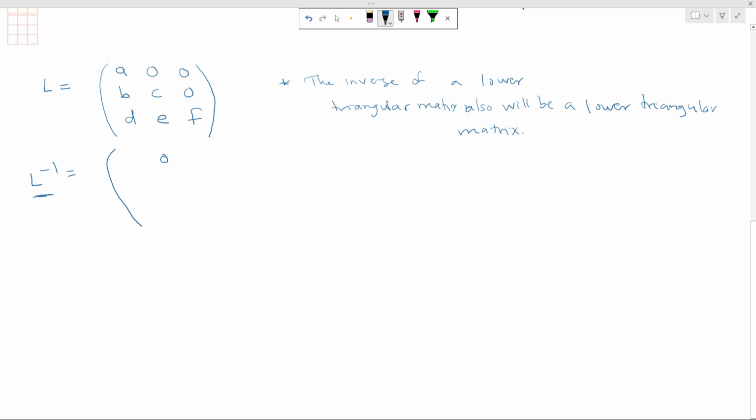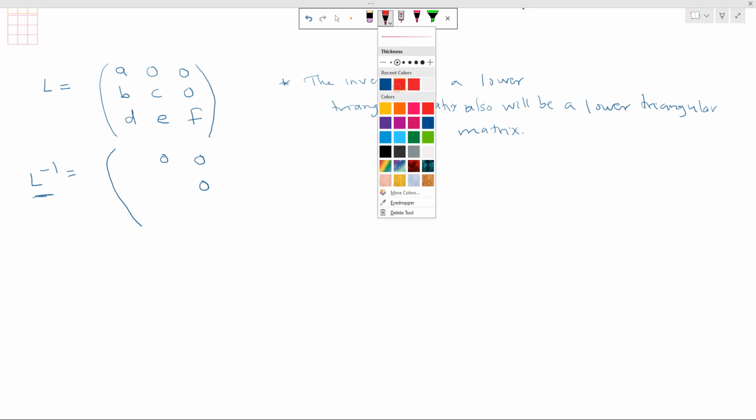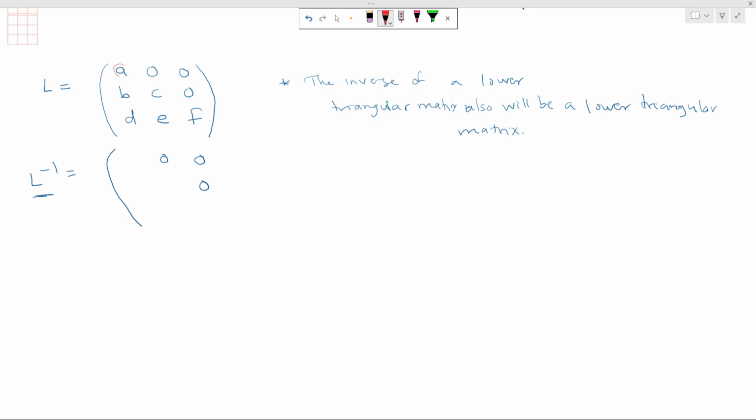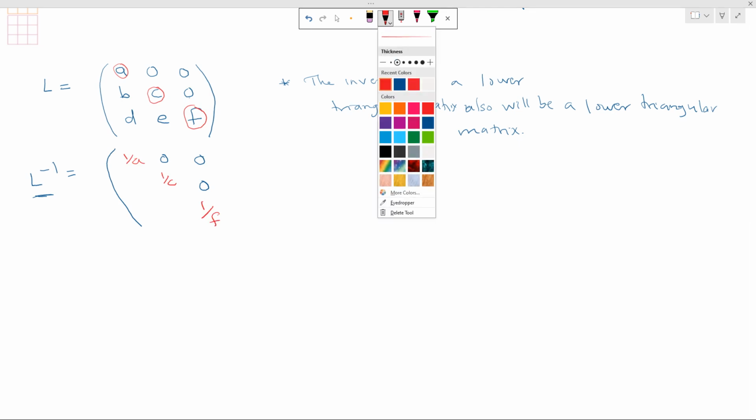So I can write 0 here, 0 here, 0 here as well. Now we have to find the entries in the diagonal of the inverse of the lower triangular matrix. For that, what we can simply do is write down the reciprocal of the diagonal entries in the original matrix. So this will be 1 by A, this will be 1 by C, and this will be 1 by F. Now again, I have to find out the entries coming here.